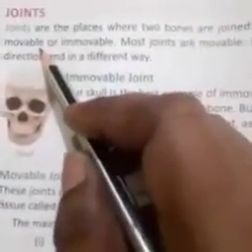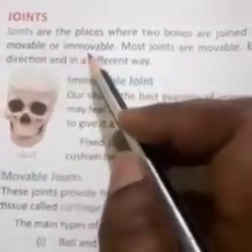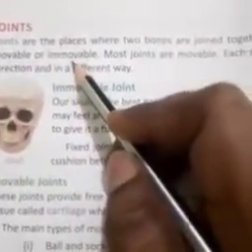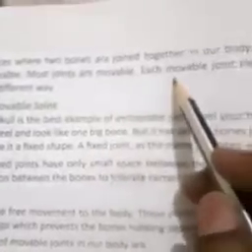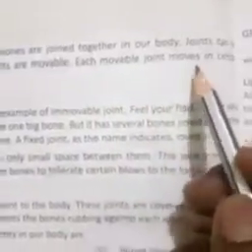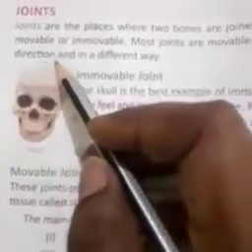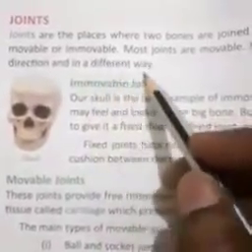Joints can be movable, capable of being moved, or immovable, not able to be moved. Most joints are movable. Each movable joint moves in a certain direction and in a different way.